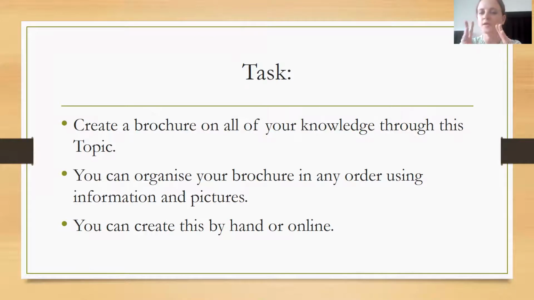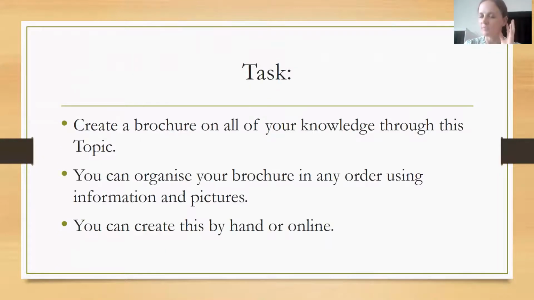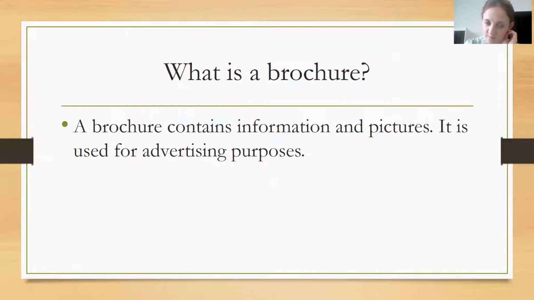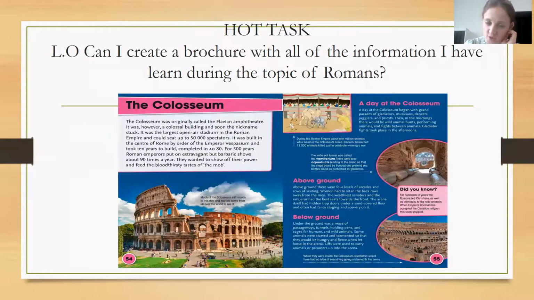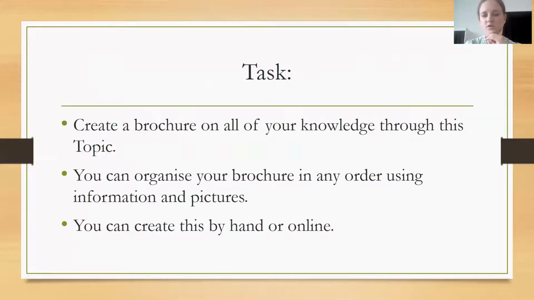So you are free to do it how you want, but it needs to include the information that you've learned about the Romans, about their history, their artifacts, the Roman baths. You could talk about the city of Bath. You could talk about the inventions that they made that we still use now. So the aqueducts, the central heating. So really think through this topic, and you're going to be creating a brochure like this one, but about the Romans and about everything that we have learned.